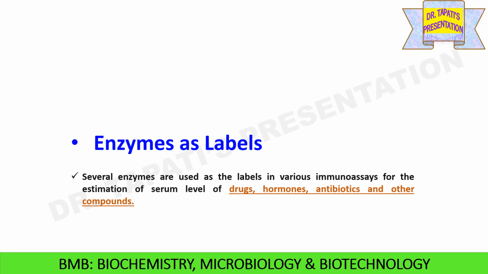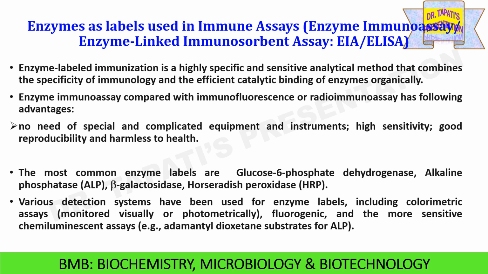Enzymes are also used as labels in various immunoassays for the estimation of serum levels of drugs, hormones, antibiotics, and other compounds. Enzyme labeled immunoassay or enzyme immunoassay or enzyme linked immunosorbent assay, that means EIA or ELISA, is a highly specific and sensitive analytical method that combines the specificity of immunology and the efficient catalytic binding of enzymes organically.